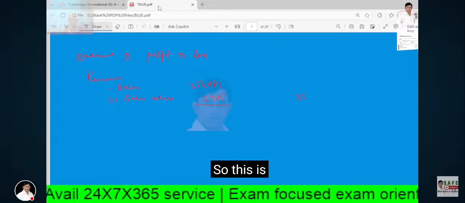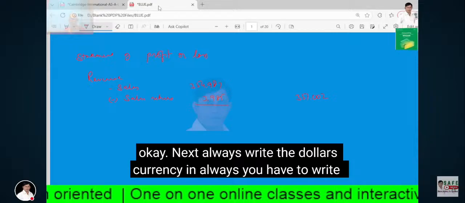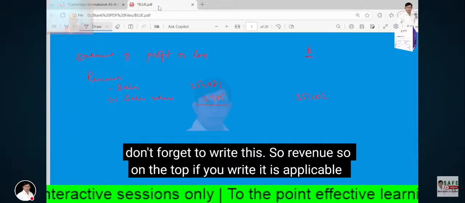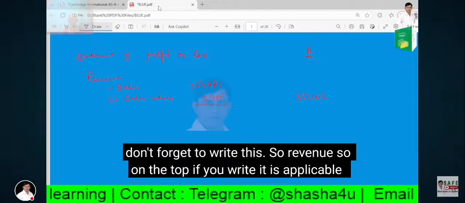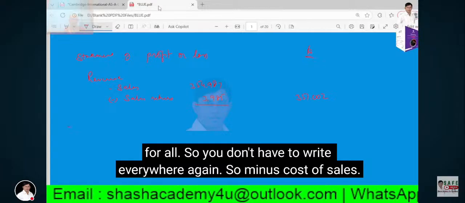In the non-current assets, always write the dollars currency. Next, write building premises. Always write this. What is the value of premises? It is 127,600.